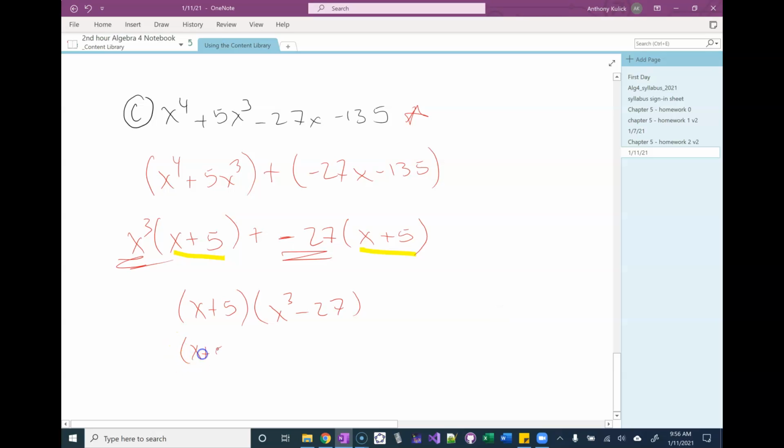So we can definitely write x cubed as something cubed. How do we write 27 as something cubed? Well, 9 times 3 is 27, but multiplying by 3 isn't the same thing as cubed.